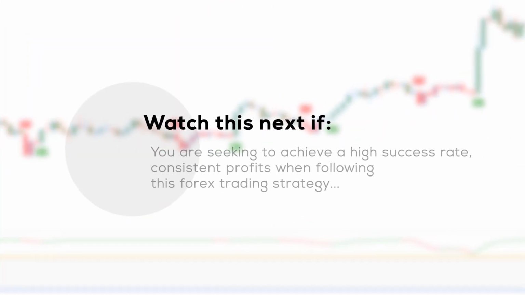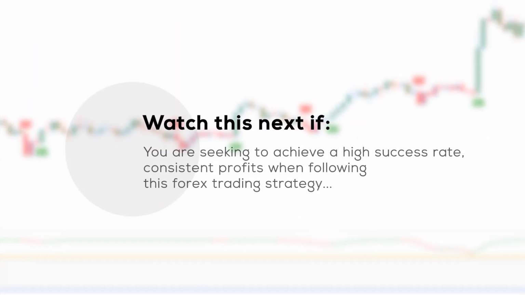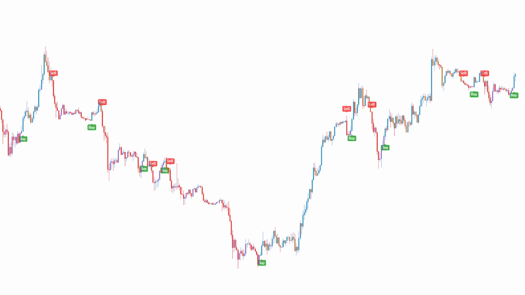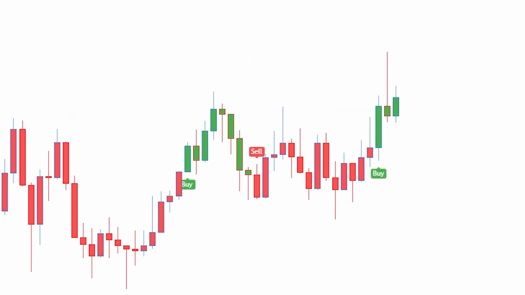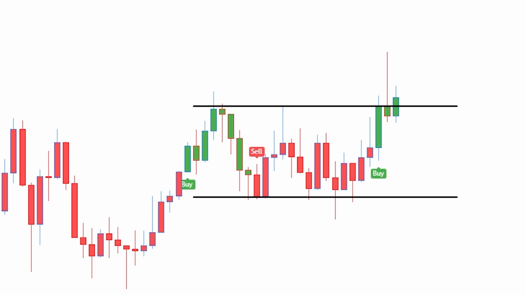Now, if you're actually seeking to achieve a high success rate when using this forex trading strategy, make sure that you pay attention to what I'm about to say. This trading strategy has shown the most success in the past when the market was clearly trending either upwards or downwards. For example, take a look over here. The market seems to be consolidating or moving in a relatively narrow range at the moment.